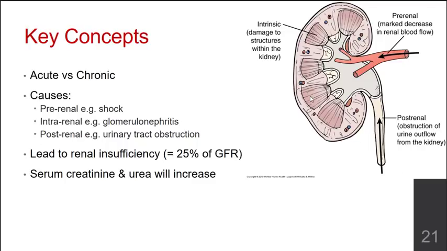And looking at this image here, you can see the different types. Again, intrinsic or intrarenal, relating to some sort of damage within the kidney, pre-renal relating to blood flow to the kidney, and post-renal is distal, so some sort of obstruction of urine outflow from the kidney. There will then be a pretty obvious and big reduction in glomerular filtration rate, and the kidney failure will be evident in the levels of serum creatinine and urea, which will be high because the kidney isn't properly filtering out these substances.